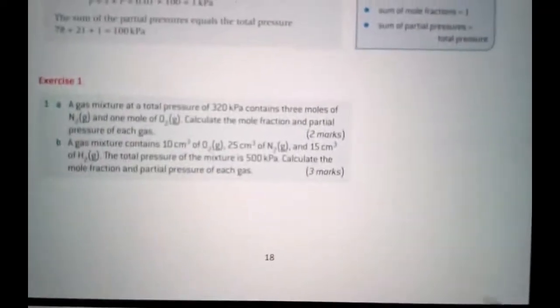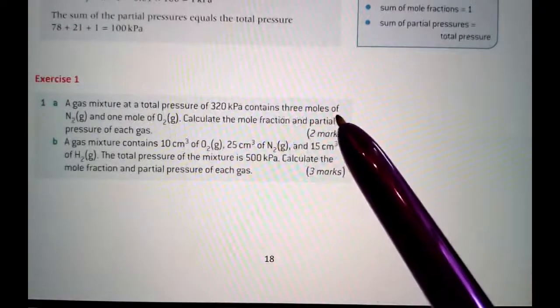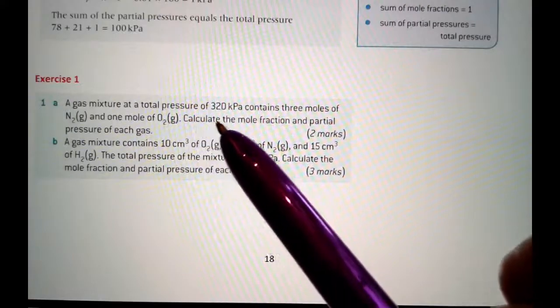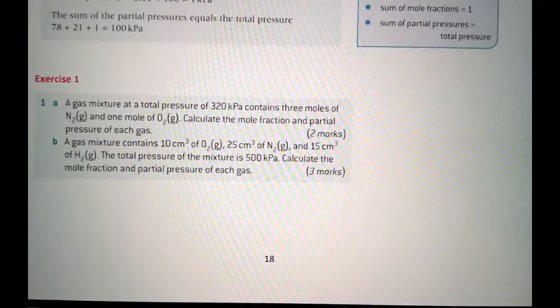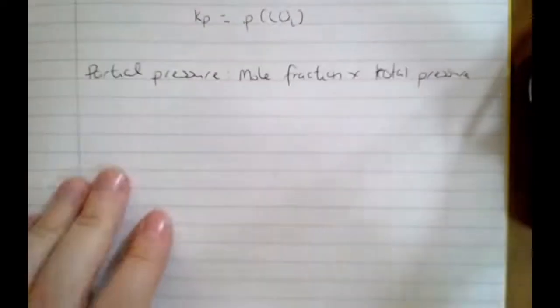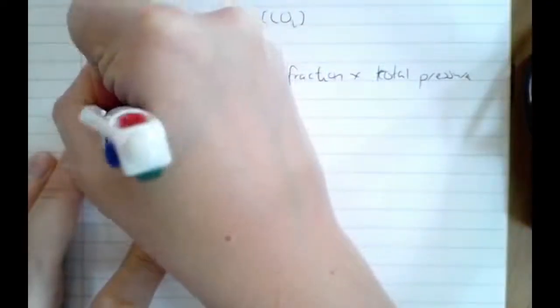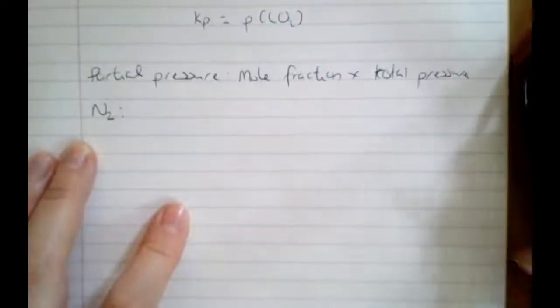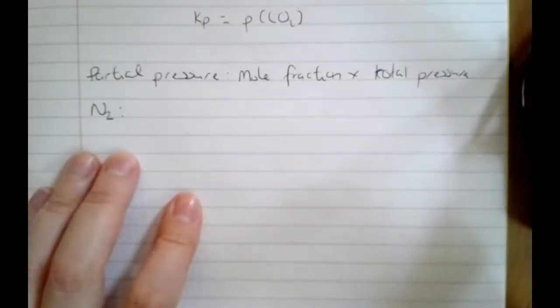It says I've got a gas mixture, and it tells you the total pressure, 320 kilopascals, and it says you've got 3 moles of nitrogen and 1 mole of O2, and I want the mole fraction and the partial pressures of each gas. So I've got 2 gases in my mixture. I've got N2 and I've got O2. The first thing I'm going to do is I'm going to work out the mole fraction of N2.